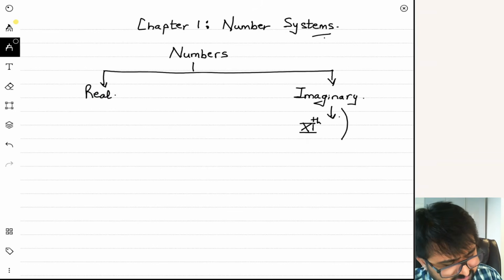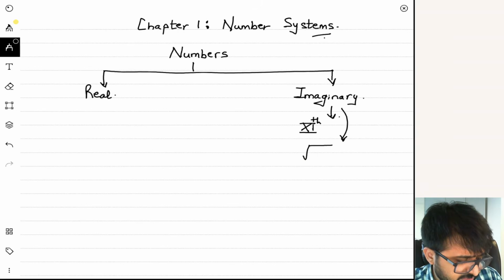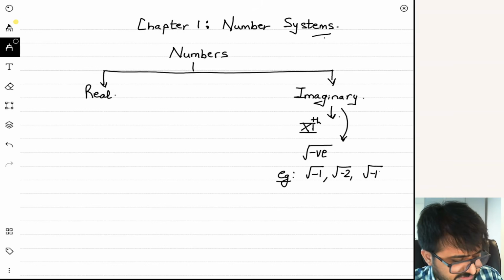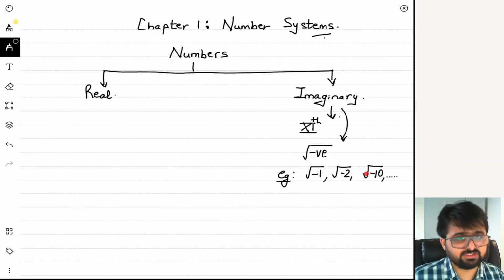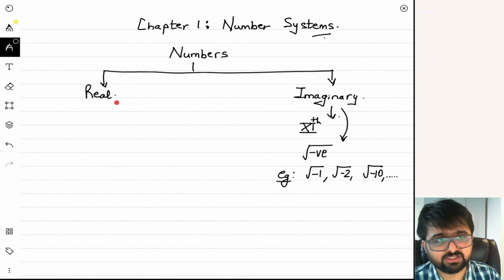But for anyone who is interested, I'll just mention that imaginary numbers are numbers which are the square root of a negative number. Okay, so for example, the square root of -1, square root of -2, square root of -10, and so on and so forth. These numbers are imaginary numbers. Okay, but as I discussed earlier, in this video, we'll be just focusing on real numbers.